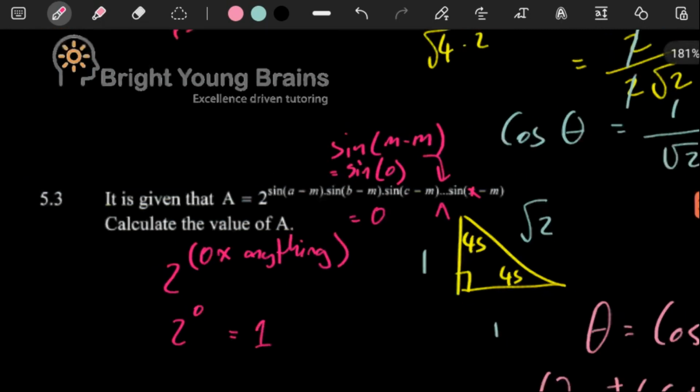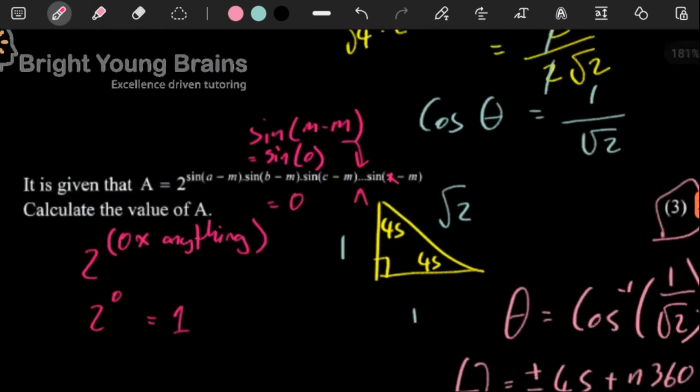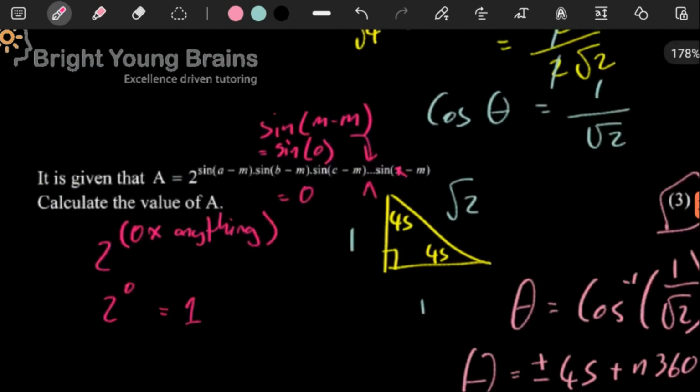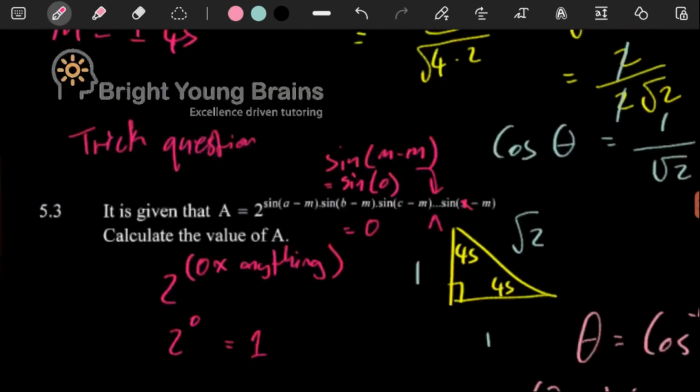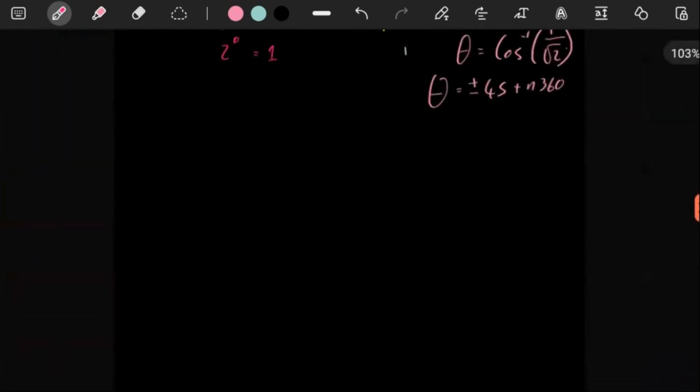Whew. Yeah, this one was like, this is definitely a trick question. And as weird as it looks, it is what it is. So moving on to question 6 now.